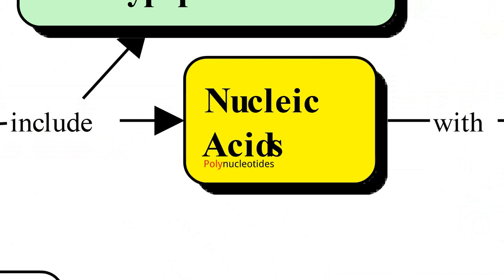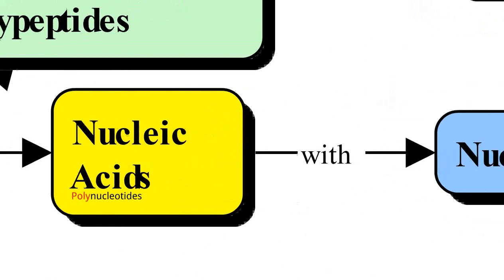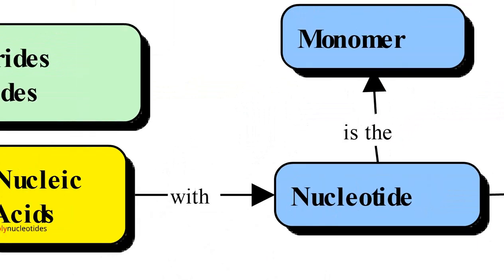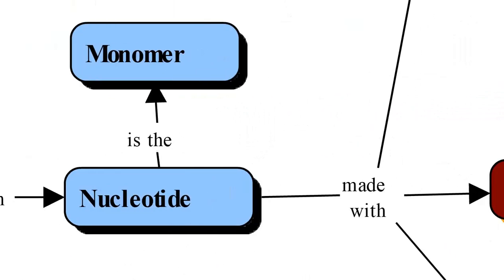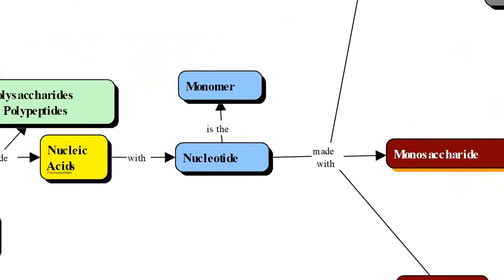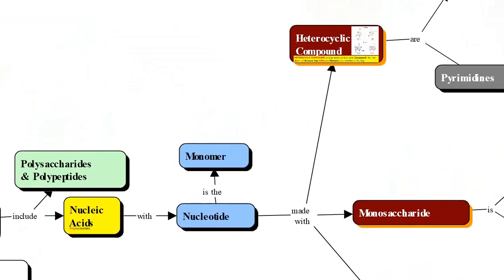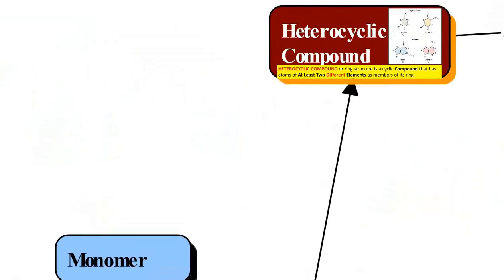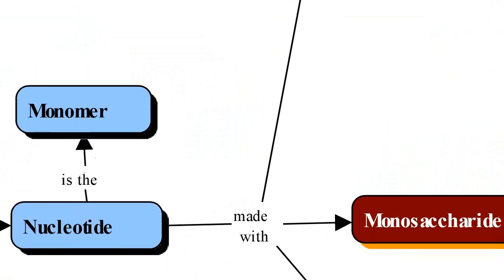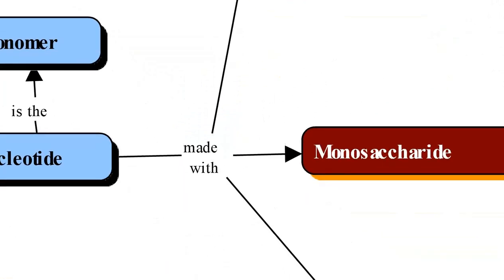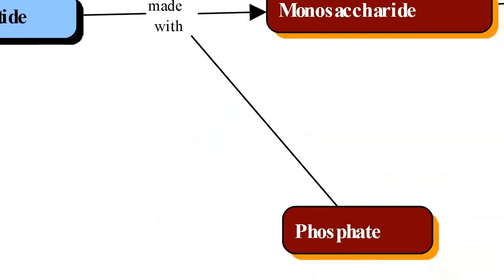Nucleic acids are polynucleotides which contain nucleotide as the monomeric unit. The various components present in this monomeric nucleotide are a heterocyclic compound, that is the nitrogen base, a monosaccharide unit, that is the pentose sugar, and the phosphate.